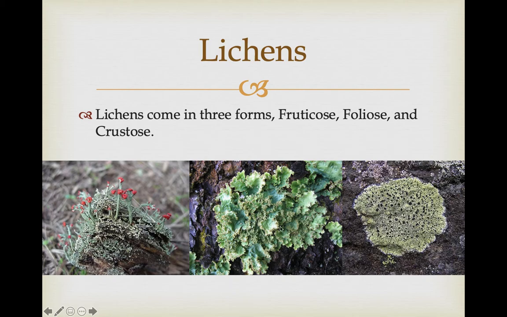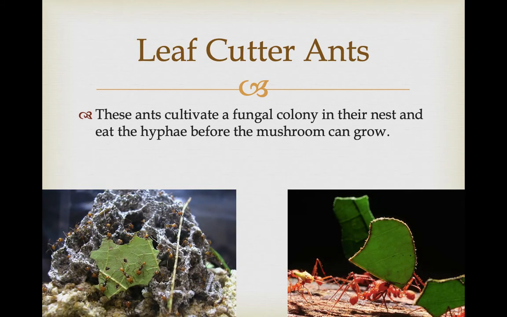It's not uncommon to find all three of them even growing right next to one another on the same type of tree, on the same branch for that matter. So lichens are very interesting. Multiple organisms sharing one little location to the benefit of all three of them. And then you've got leafcutter ants, which are kind of an interesting little organism that farms fungus.